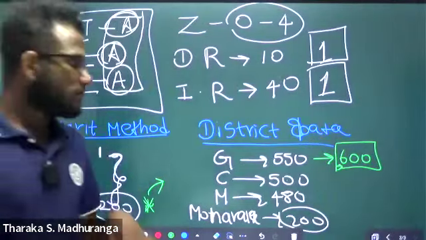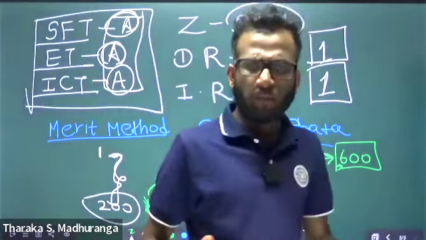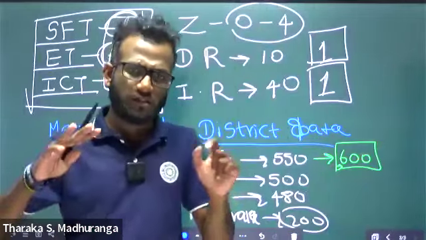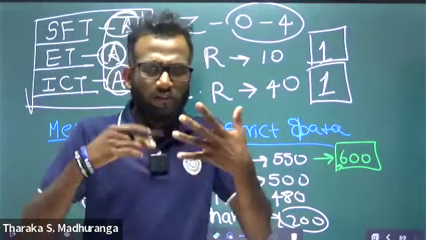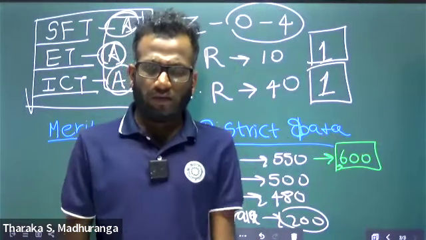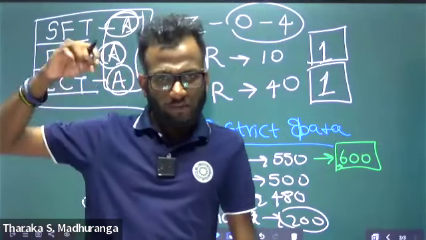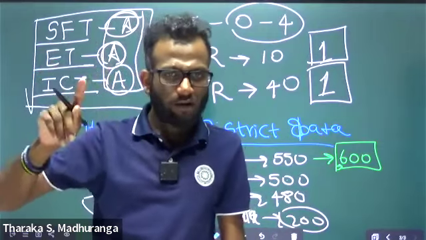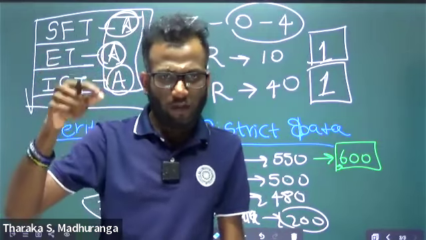Okay. I think now you have a basic idea about the university selection method. What is the district rank? What is the island rank? What is the Z value? The Z value is, for each subject, a specific value for one mark.